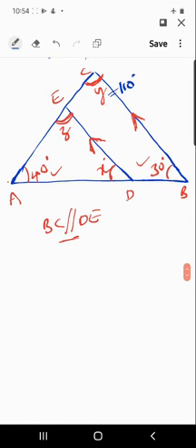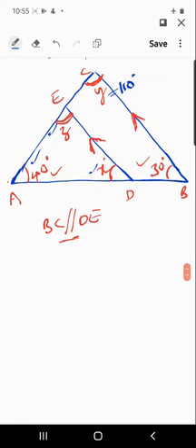In triangle ADE, again angle A and this angle. If we know any two angles, we can find the other angle. If we know any one of the angles, we can find another angle by using the angle sum property. But here you need not use any kind of angle sum property.